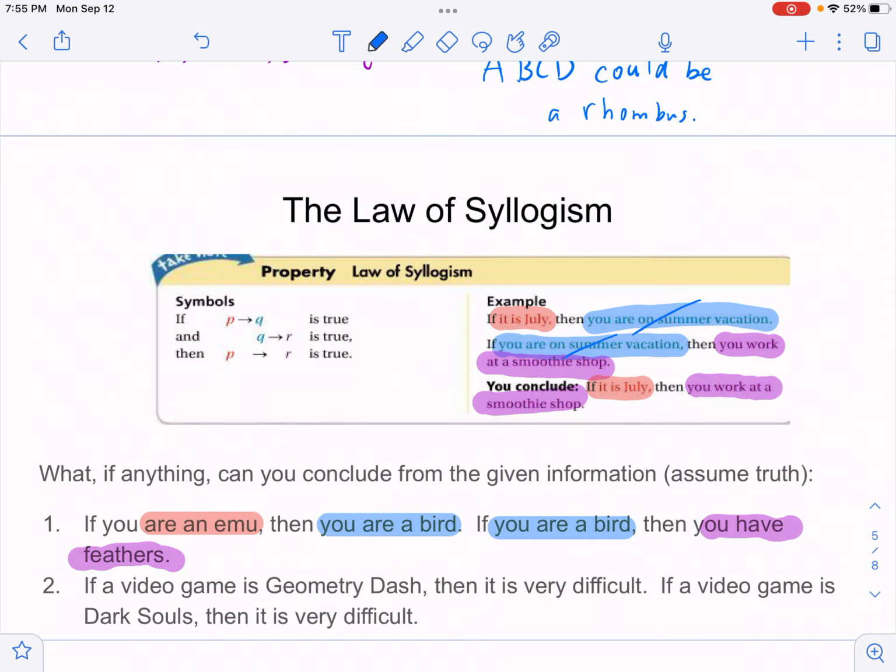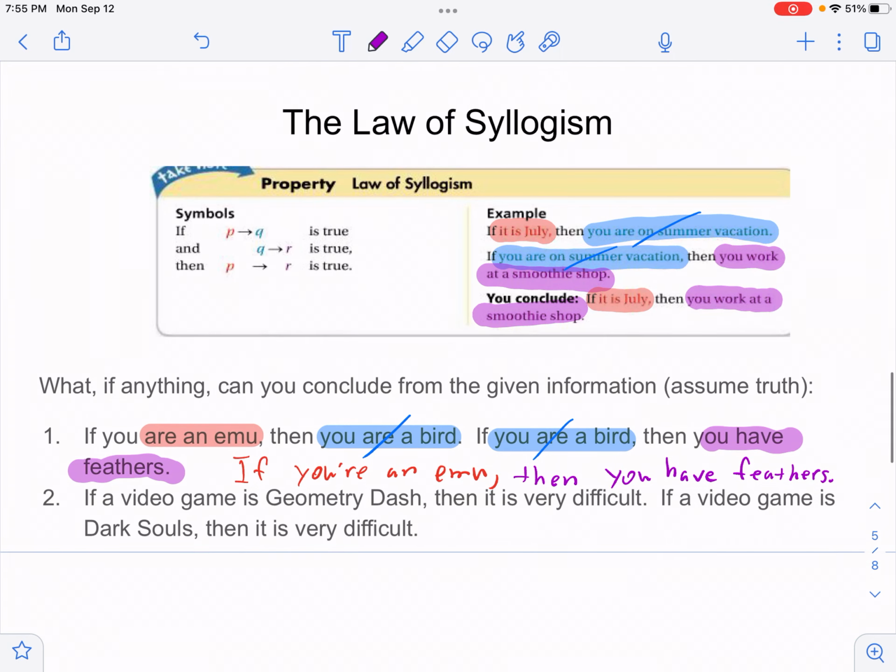Since the hypothesis of one is the same as the conclusion of the other, we can combine the two of them together, saying if you're an emu, then you have feathers. So I hope that's what you said. Even if it's not, let's try another one.